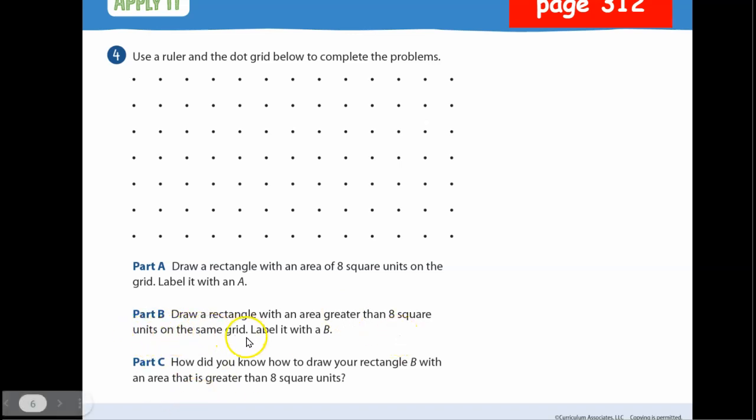Units on the same grid. Label it with a B. Okay, so draw the first one with 8. Label it A. Draw the second one with more than 8 and label it B. And then part C says, how did you know how to draw rectangle B with an area that's greater than 8 square units? Okay, go ahead and do that for me.